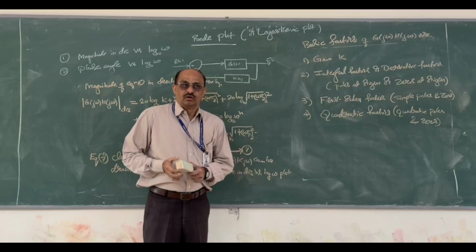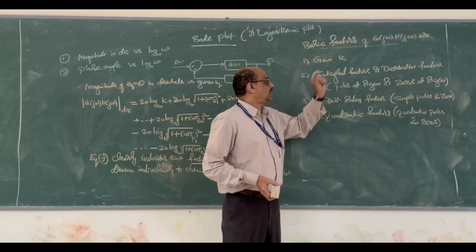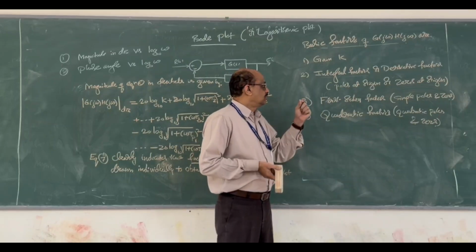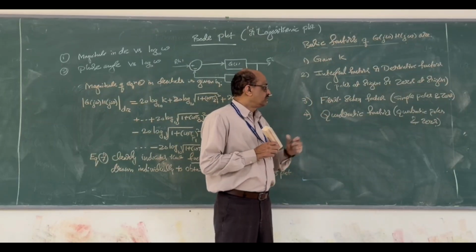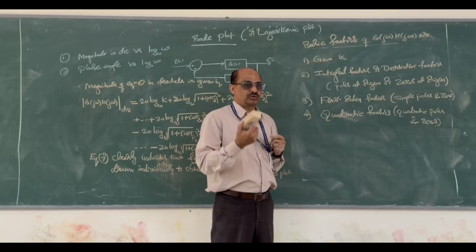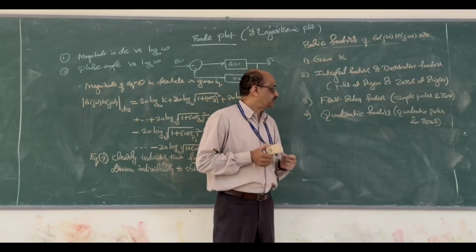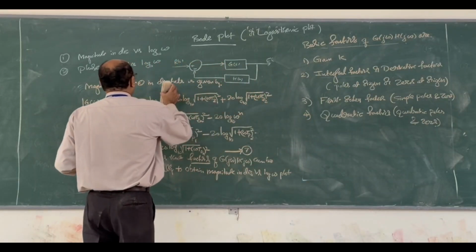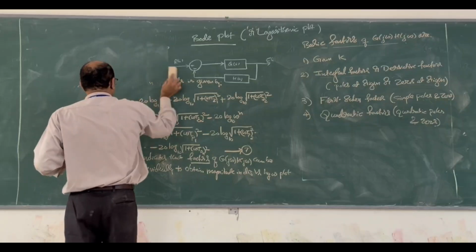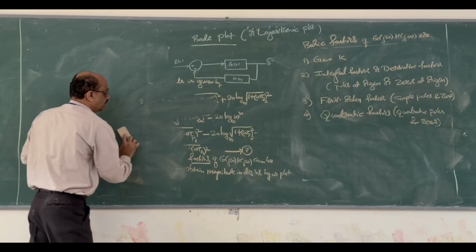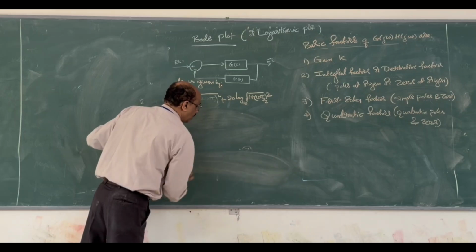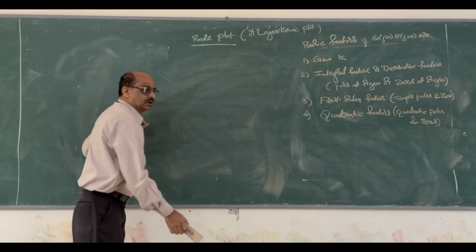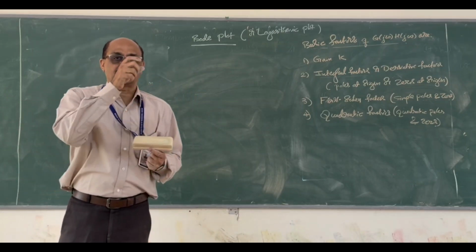There are 4 types here: gain k, integral or derivative factors (poles at origin, zeros at origin), first order factors (simple poles and zeros exist), and quadratic factors (quadratic poles and zeros can exist). We need to know how to sketch the magnitude as well as the phase angle of each one. Then we can add them together according to equation 7. We can sketch it individually and then add.